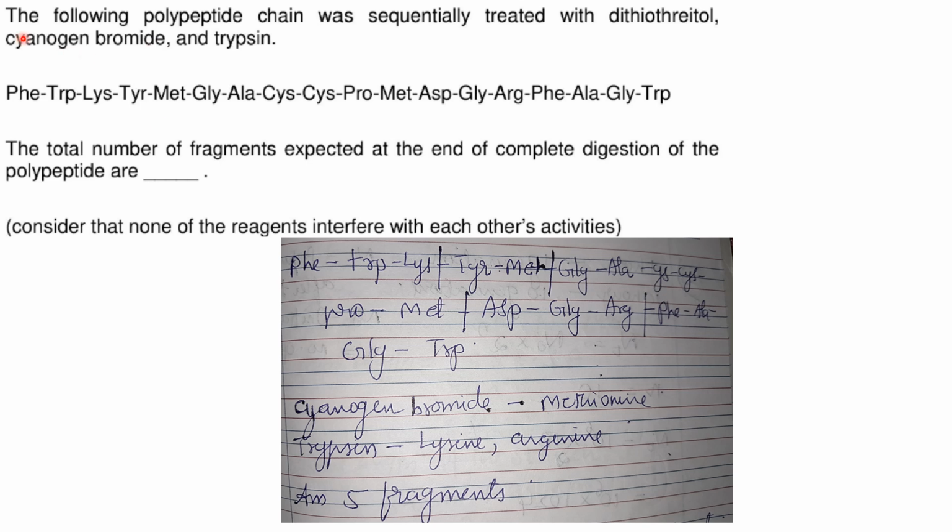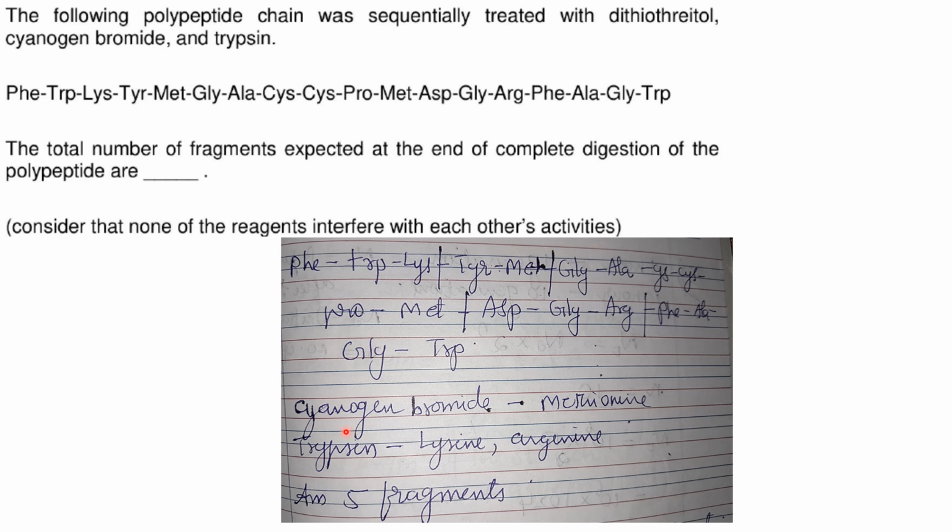Then next one. The following polypeptide chain was sequentially treated with dithiothreitol and cyanogen bromide and trypsin. So this is the polypeptide chain. The total number of fragments expected at the end of complete digestion of the polypeptide. Consider that none of the reagents interfere with each other's activities.